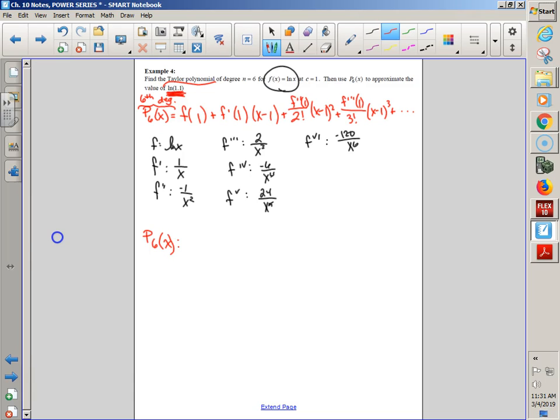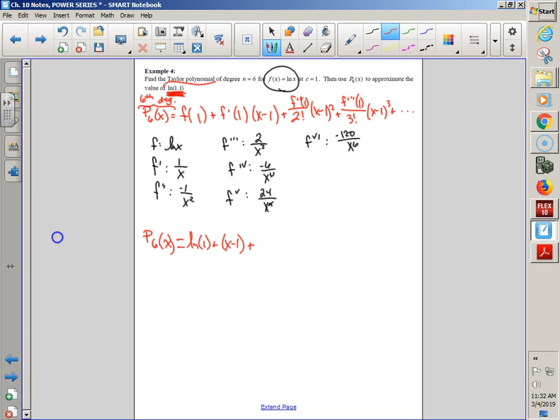Oh, I already did write it. I didn't finish writing it though, huh? So f of 1, what is ln of 1? Okay, so I'll do ln of 1, but it will eventually be 0, plus f prime of 1. That's 1 over 1, right? So 1 times x minus 1.